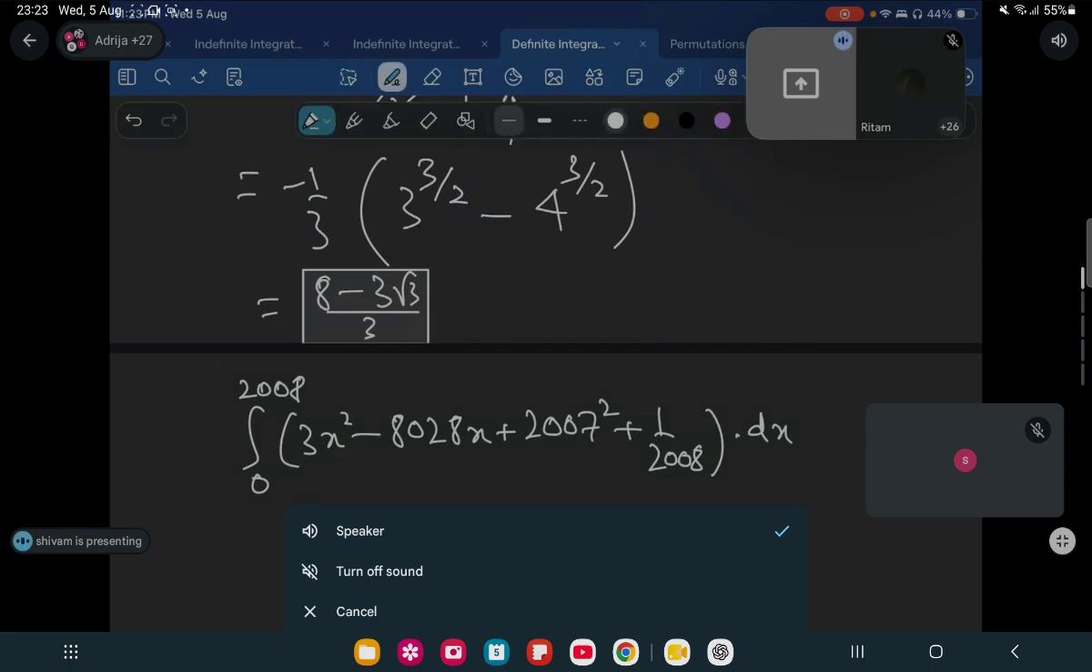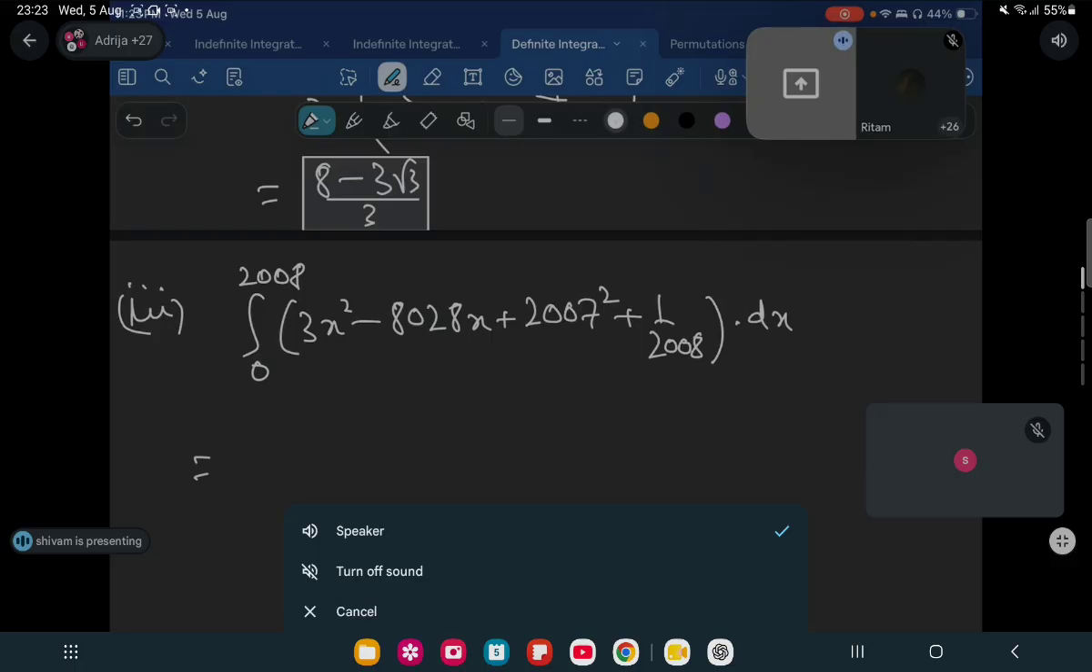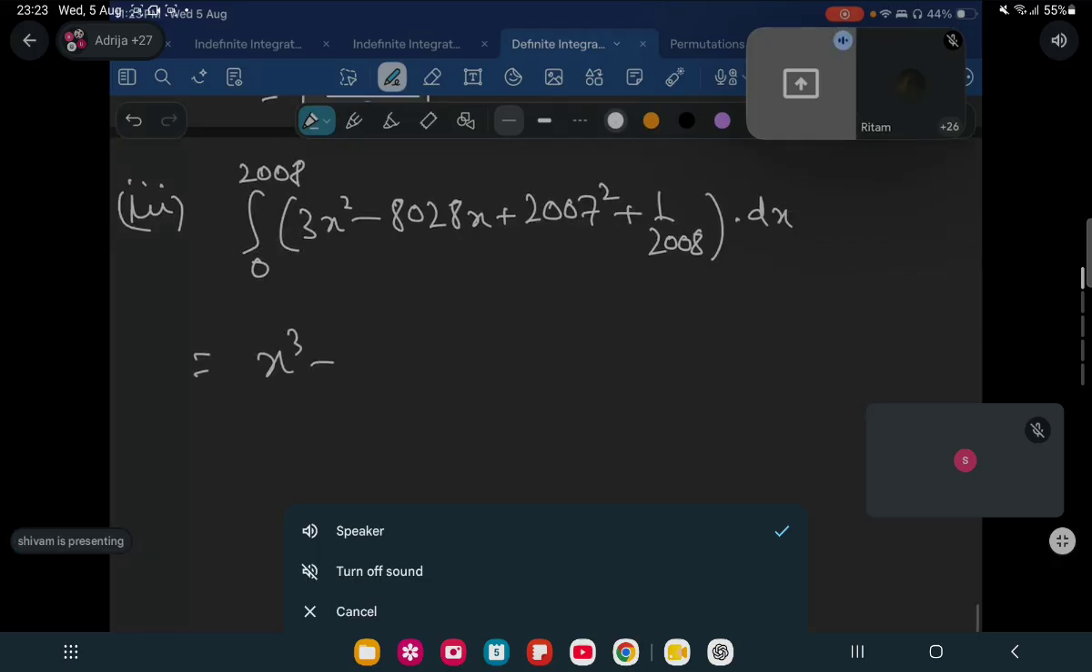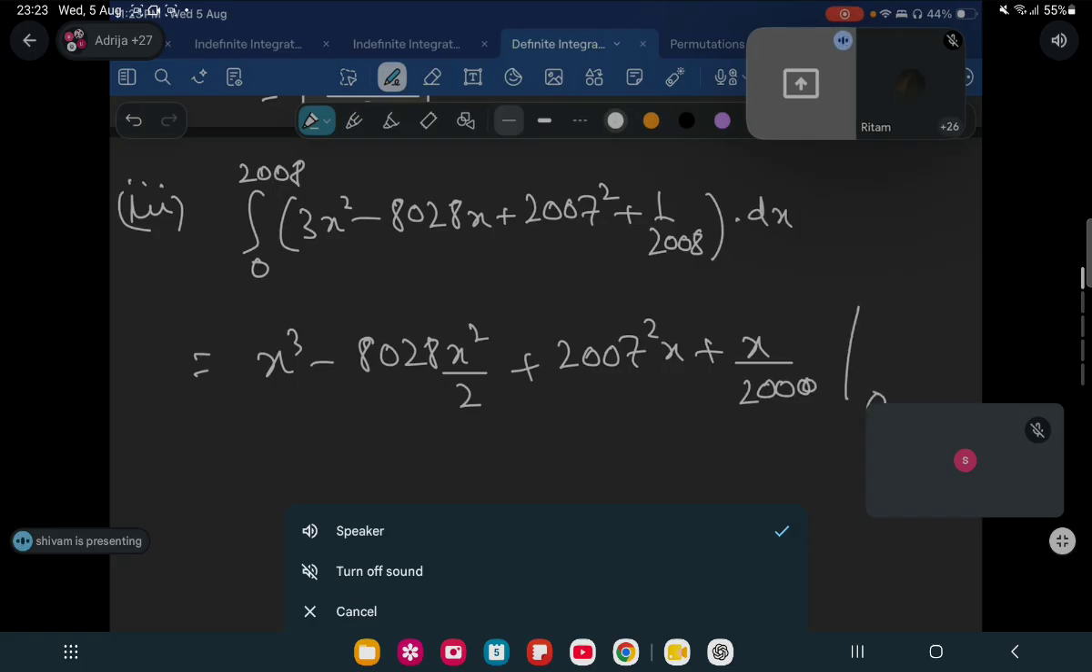So part 3. Okay, let us integrate. This will become 3x cube by 3, that will become x cube, minus 8028 x square by 2 plus 2007 square into x plus x by 2008. Okay, we have to substitute from 0 to 2008.